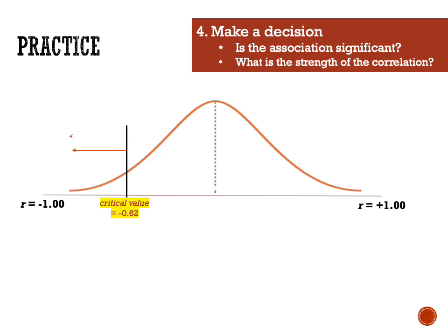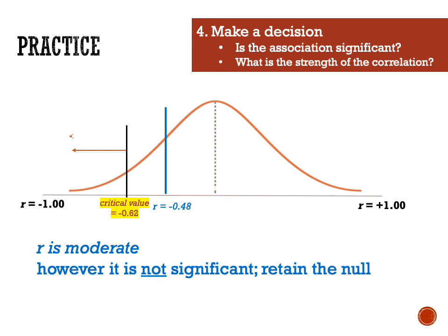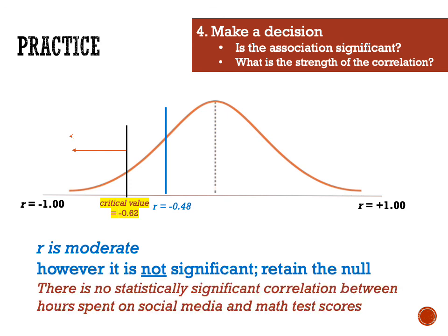So time to make a decision. Remember that our critical value is negative 0.62. That's the threshold for significance. The r value we just calculated is negative 0.48. So that is moderate, like I said, but it's not within our critical region. It is lower than our critical value. So that correlation is not statistically significant. We have to retain the null hypothesis. So we would interpret that by saying there's no statistically significant correlation between hours spent on social media and math test scores.